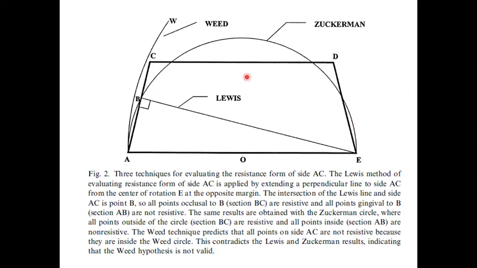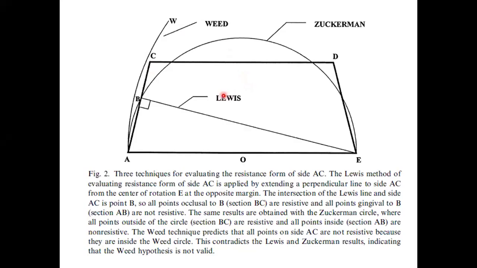To be frank, both Lewis and Zuckerman gave circle-based concepts, and Lewis made it like a bisector one. But one more person called Weed also gave a similar concept, but it failed, because according to Weed, the area within this circle, that is AW, if you draw a circle from here to here completely, will be non-resistive. In that case, the whole prepared tooth will come within this AW. If it's not resistive, your crowns won't stay. So this concept given by Weed was not valid.